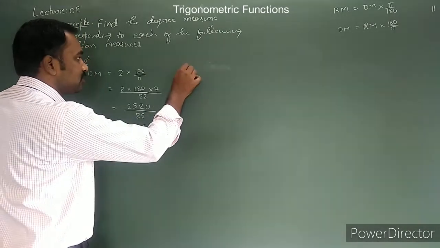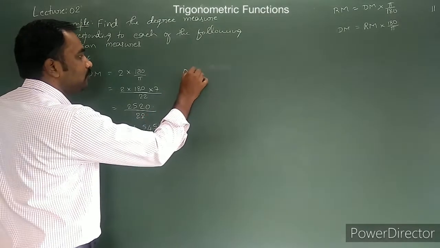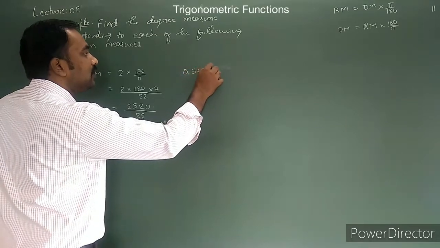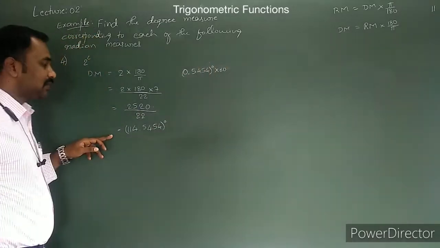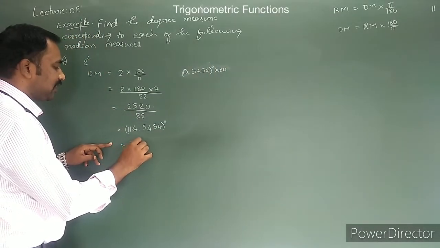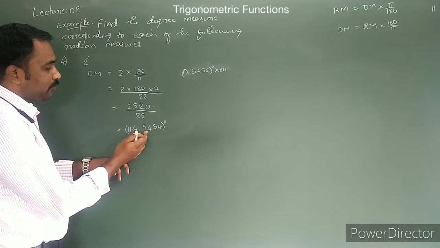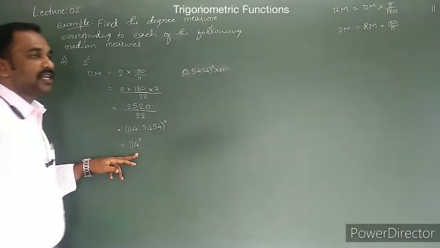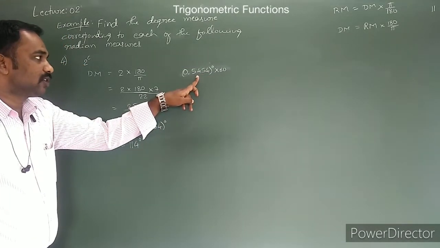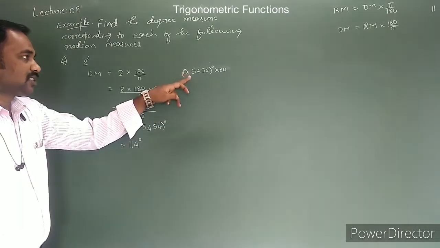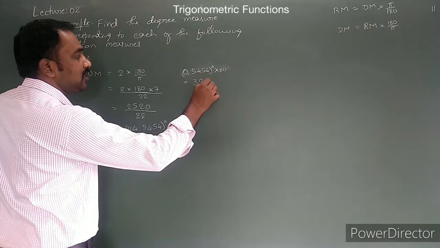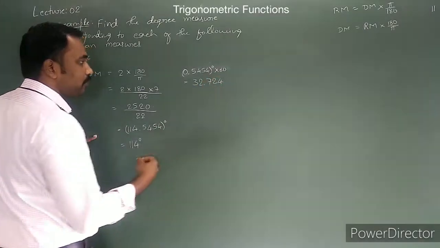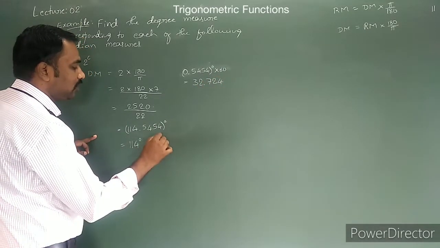Convert this 0.5454 degree, degree to minute. How to convert? Multiply by 60. We can write 114 degree. 0.5454 degree can be converted into a minute. So this decimal multiplied by 60. What is the answer? 32.724. So that means 32 minutes.